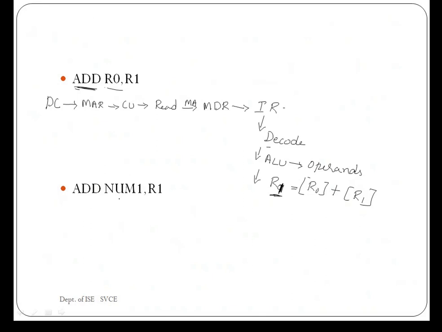Accordingly, once the instruction is ready at the ALU, it is going to follow the same steps till here. You can just recall the instruction: the address of this instruction is available in the program counter, and that is transferred to MAR, and the control unit is going to generate the read signal. After the memory access time elapses, the required instruction is going to be transferred to MDR. From MDR, it is transferred to the instruction register.